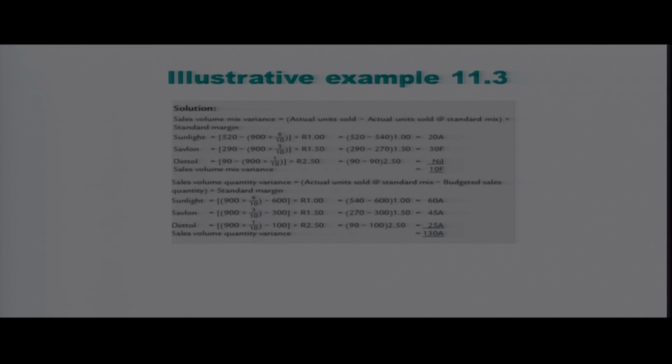Dettol again, it's 900 multiplied by 1/10. We budgeted to sell 100 units, so it will be 100 minus the 90 that was actually sold, and that will give us a variance of 25. Again, it is unfavorable because we budgeted to sell 100, we only sold 90. So when we add all the variances, all of them are unfavorable. That means 60 plus 45 plus 25 will give us a total of 130, which is unfavorable.